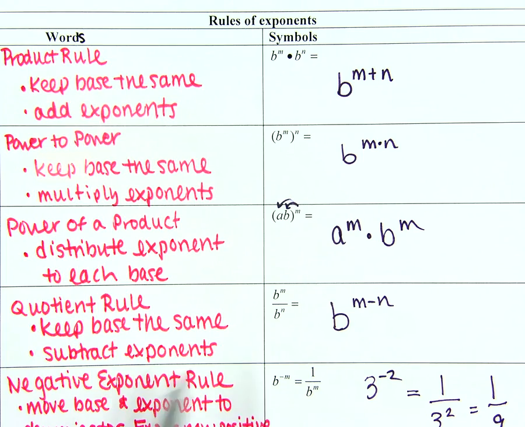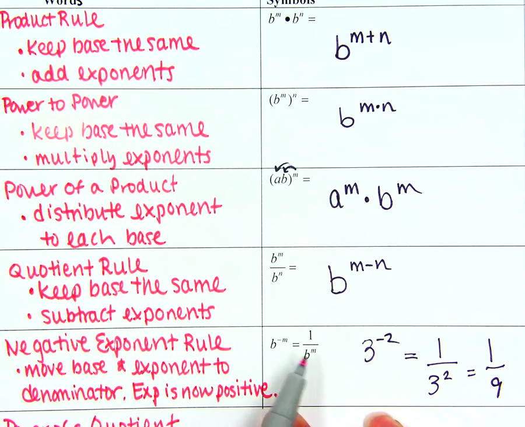Negative exponents, typically you'll see a negative exponent in the numerator and you move it to the denominator, but you can also see it in the denominator and move it to the numerator. So for an example, if you saw 3 to the negative second, what that means is the same as moving the 3 squared to the bottom. Notice it's now a positive 2, and so that's 1 over 3 squared, and 3 squared is really 9.